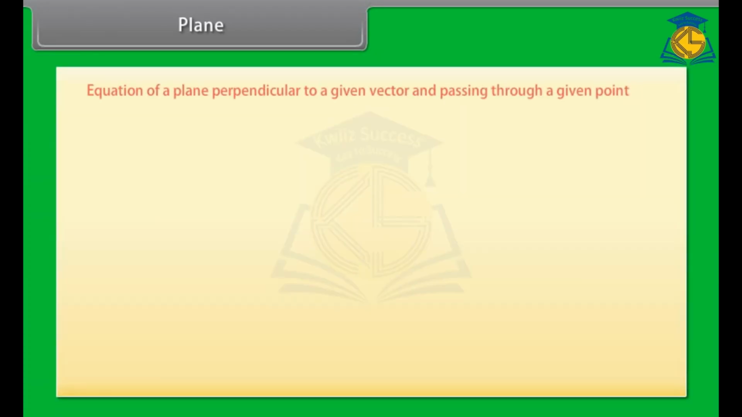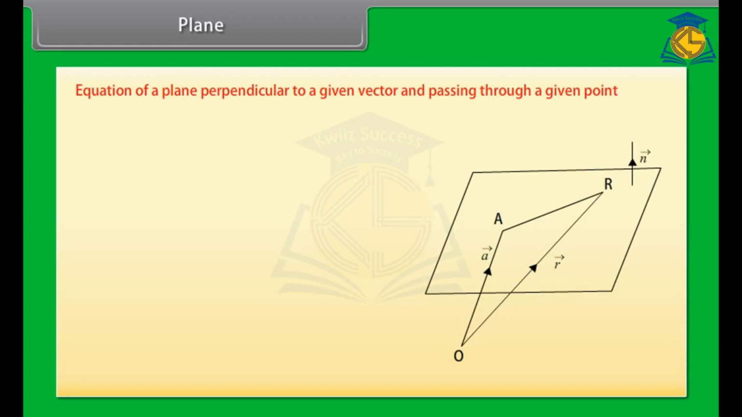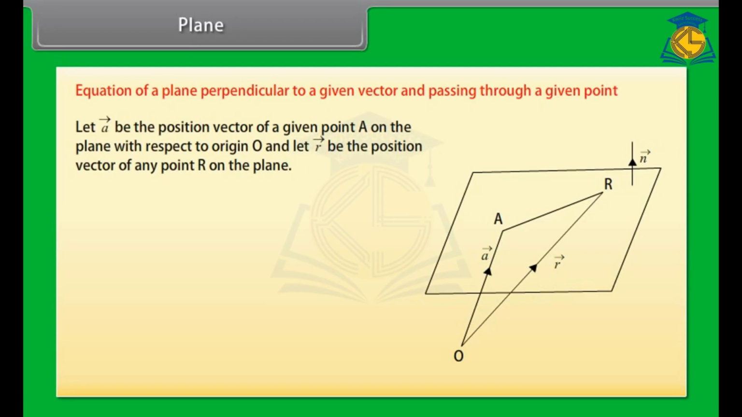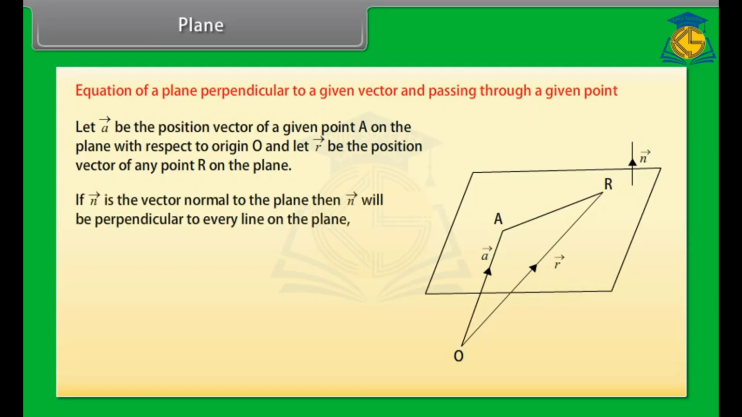Plane. Equation of a plane perpendicular to a given vector and passing through a given point. Let vector a be the position vector of a given point A on the plane with respect to origin O, and let vector r be the position vector of any point R on the plane. If vector n is the vector normal to the plane, then vector n will be perpendicular to every line on the plane.